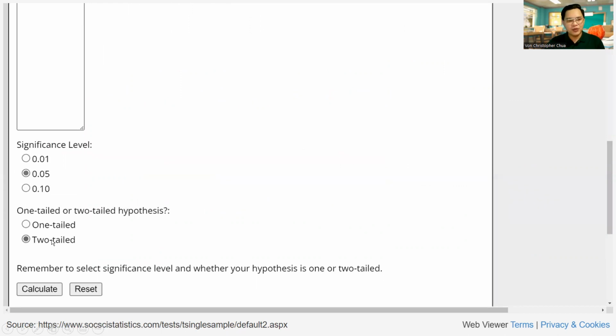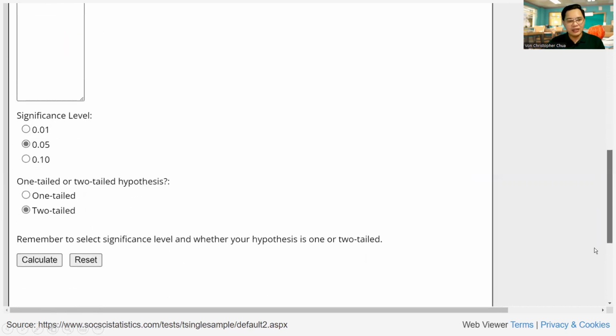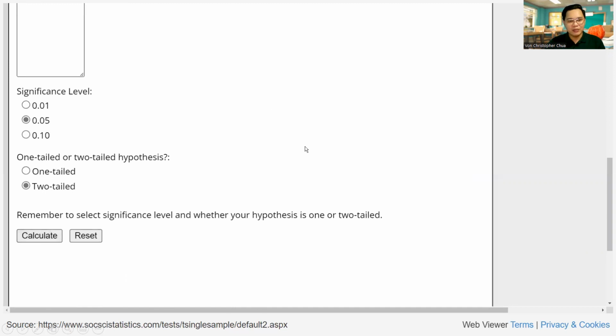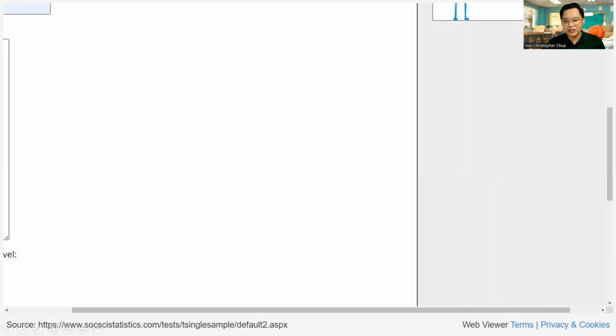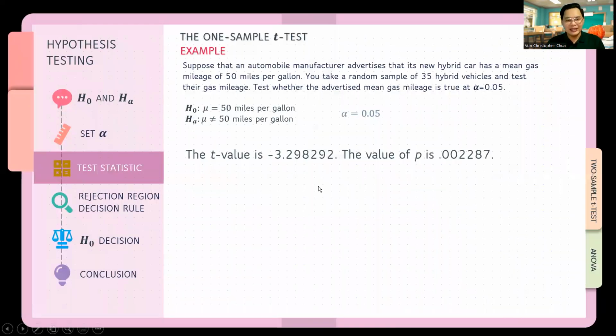And since the alternative hypothesis states that there is a significant difference, or the sample mean and the population mean are not equal, then that has already been encoded. Then we can press calculate, and the calculator will generate the result. All right. Now, I'm not going to do that here, but we should be able to find the results in the next slide. So if you do the test on your own, you should find that the t-value is negative 3.30, and the p-value is 0.002.